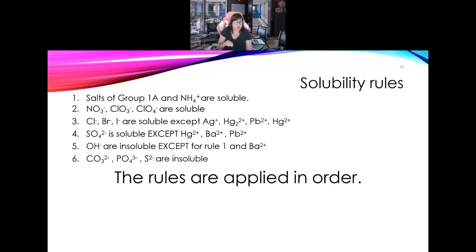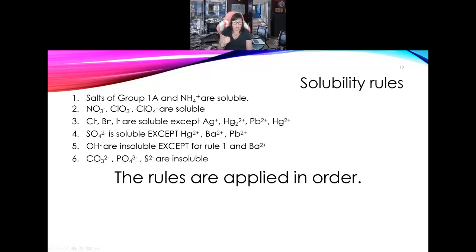In Rule 5, OH minus are insoluble except for Rule 1, i.e. the group 1s and the NH4 plus, and Ba2 plus. Ca(OH)2 is soluble. So those are the exceptions to Rule 5. CO3 2 minus, PO4 3 minus, and S2 minus are insoluble, unless they've already been deemed soluble based on the rules above it. So the rules have to be applied in order.